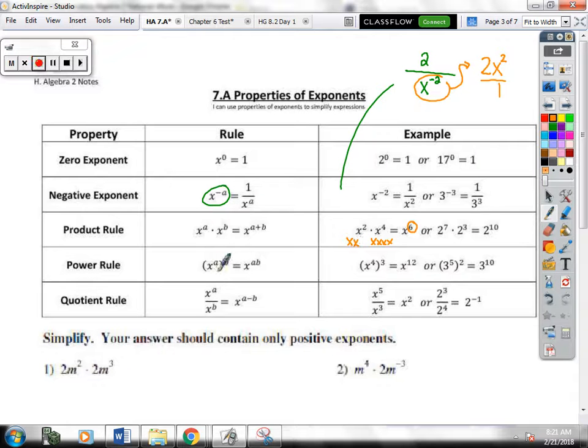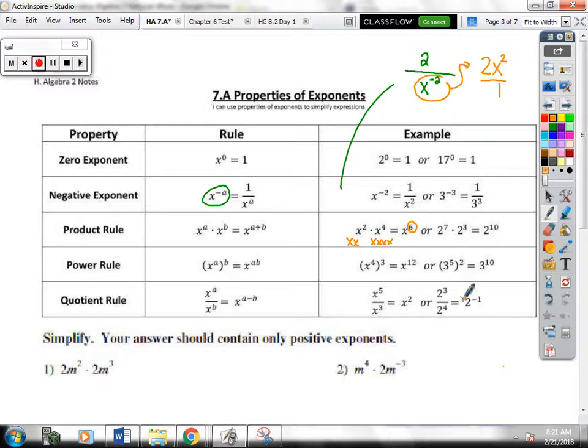Power rule: when you have a power raised to a power, we multiply those two numbers together. And our quotient rule, when we are dividing, they have to have the same base though. That is important. We would subtract the exponents, a minus b. So for example, x to the 5th divided by x cubed, we subtract those and get x squared.